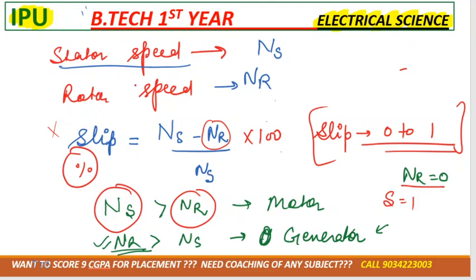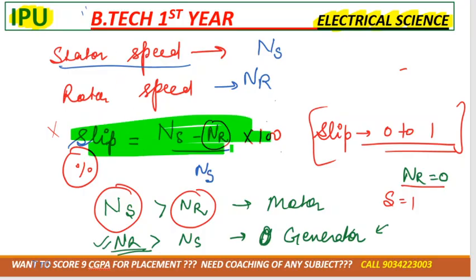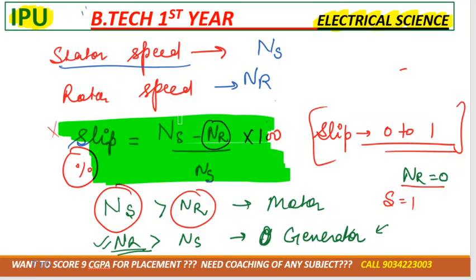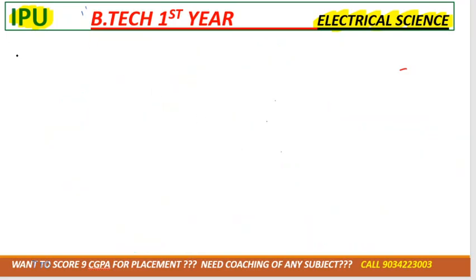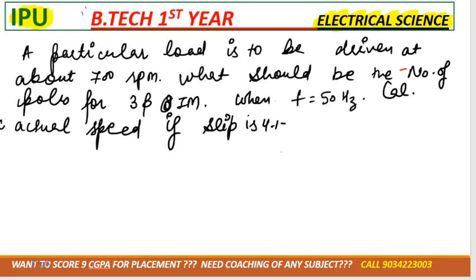So if a numerical will come from the induction motor, then that will definitely be from the slip formula. Okay, and in the exam, a slip-based numerical comes. Understood. Now after that, a numerical based on slip.